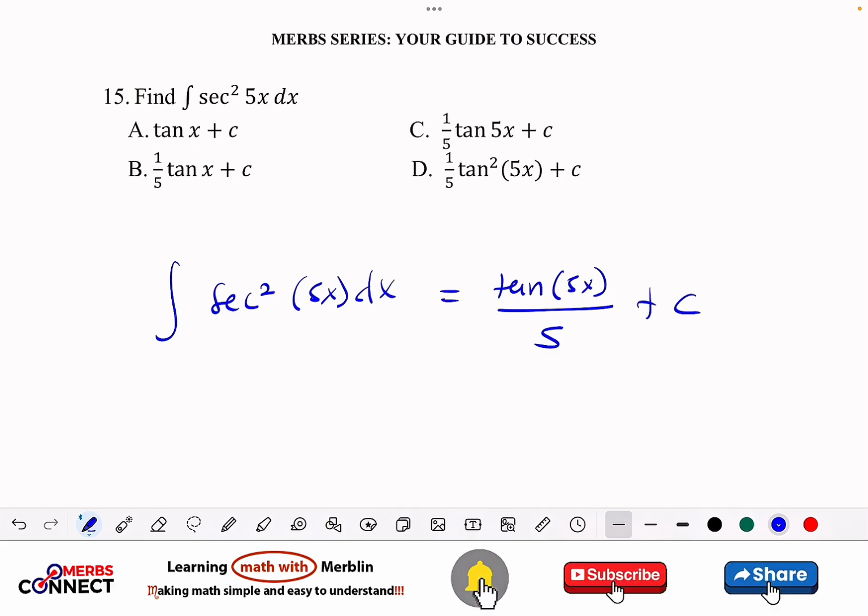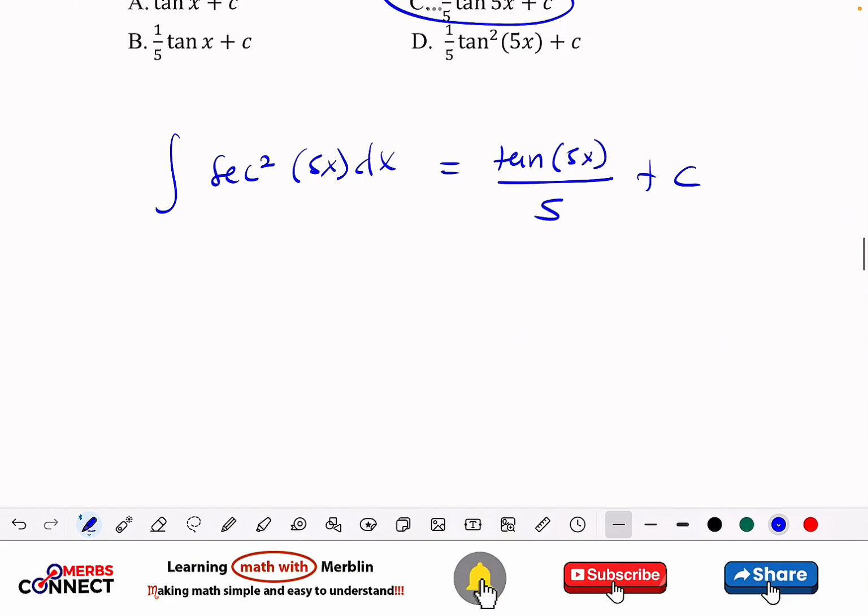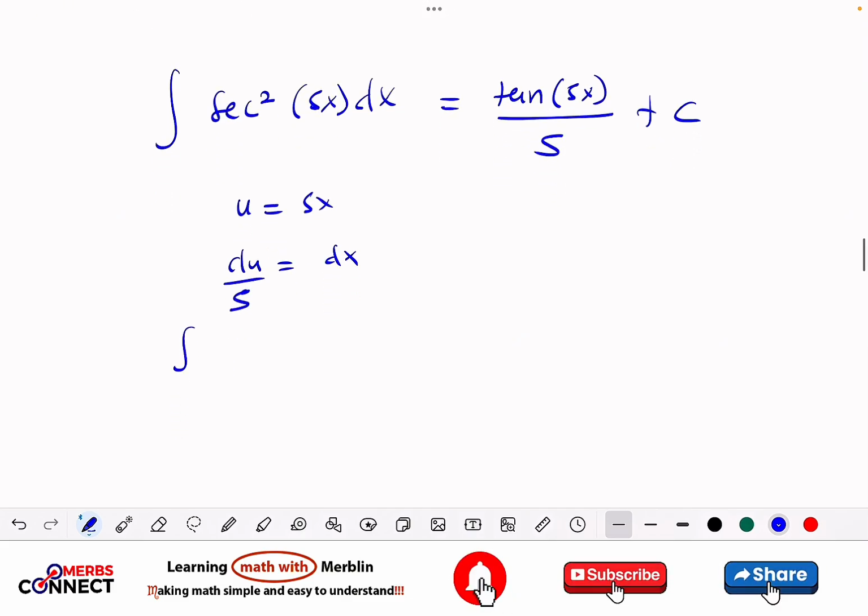That's very simple, right? But if you cannot remember this, what you just need to do here is write this one as this. You need to let u be equal to 5x, and then du will be equal to 5 dx, or let me see, dx will be equal to du over 5. And then what you are going to have is secant squared u times du over 5, and this will be 1 over 5 secant squared u du.